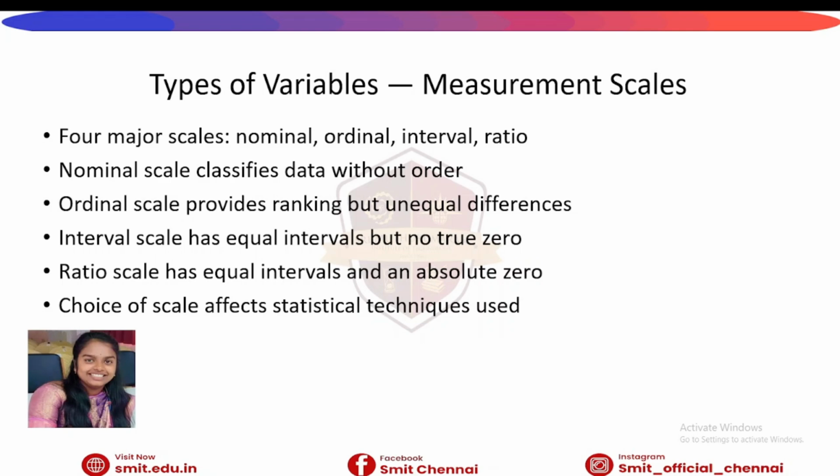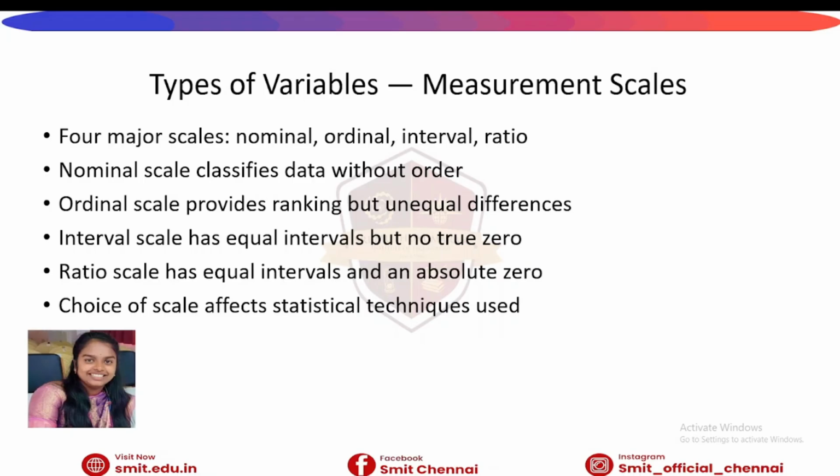Example, gender and blood group. Ordinal scale categorizes data with a meaningful order. Differences between values are not measurable. Examples: satisfaction level, education level, class rank, which has three categories: low, medium, and then high.